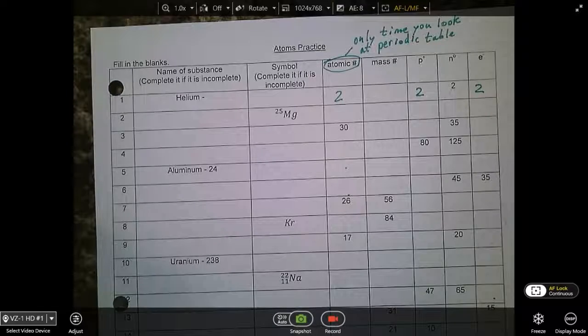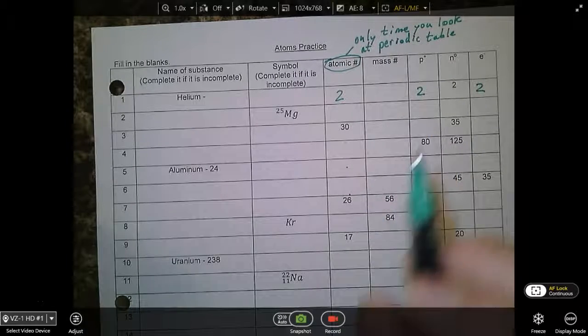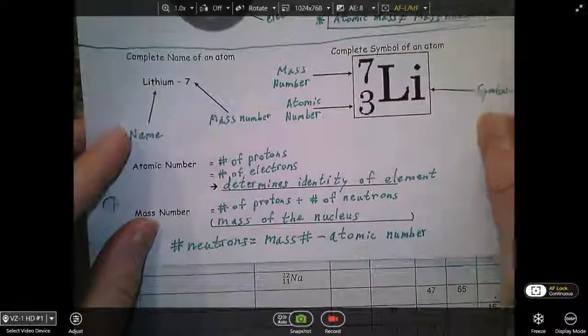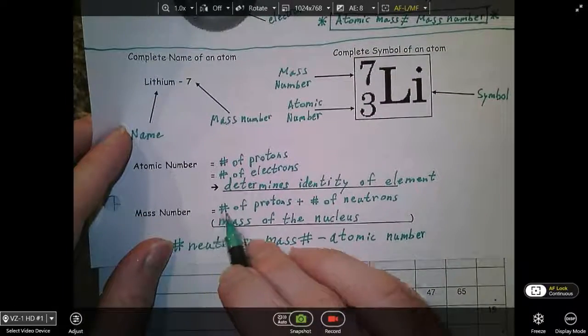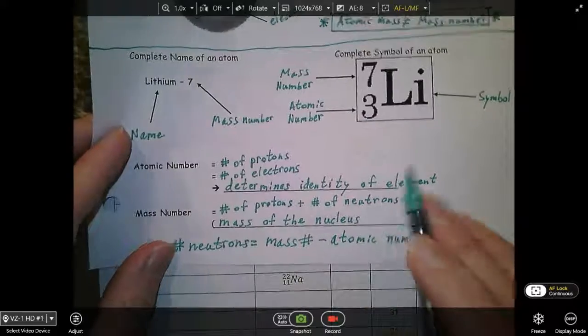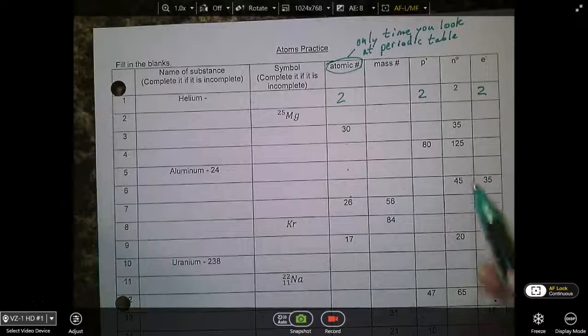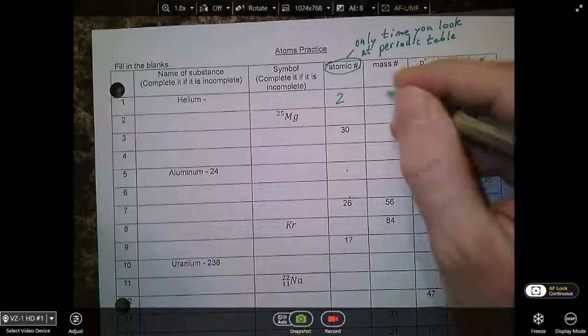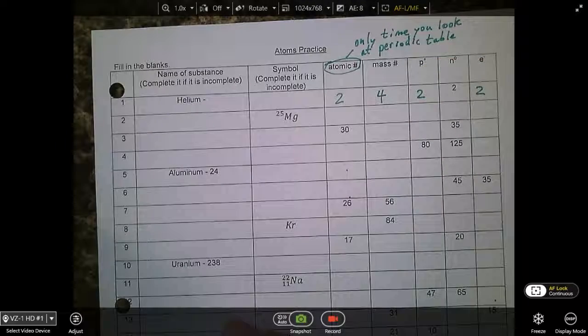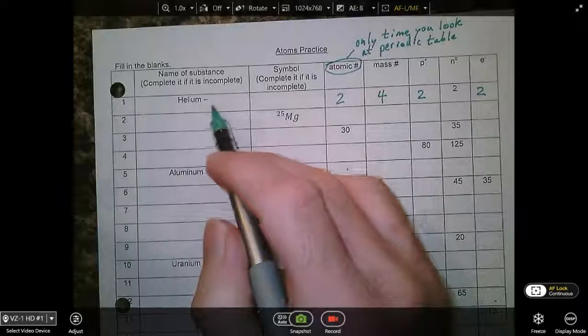Now, if I want to find the mass number, we could look back at our notes. How do we find the mass number? Mass number equals the number of protons plus the number of neutrons. So now that I have that, I can do protons plus neutrons to get a mass of 4. I could also finish my symbol.